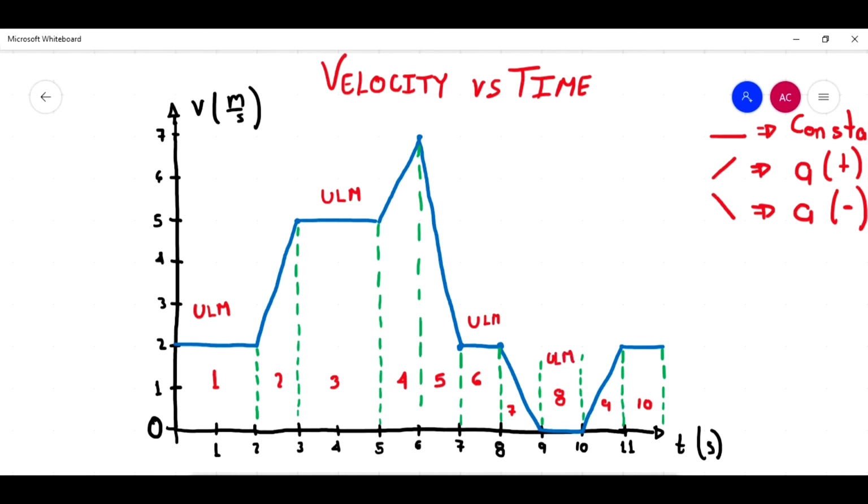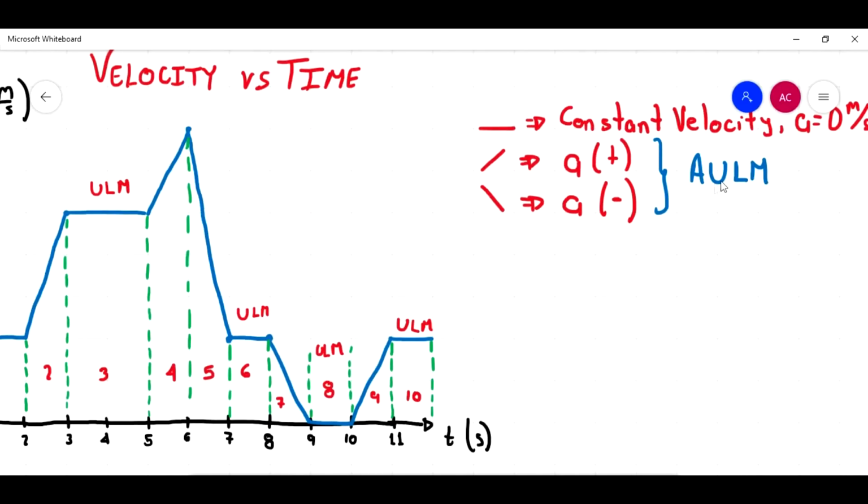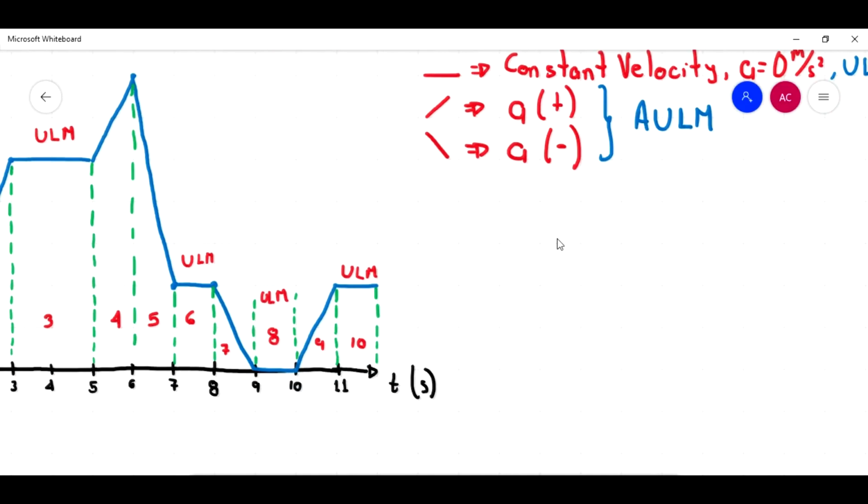You might say, oh, but in segment number 8 I have no velocity. That's correct, but it's constant. It's 0 meters per second. The velocity remains. That's why it's ULM, and this one is ULM also. The others, I'm going to have acceleration, so it's going to be accelerated uniformly linear motion.